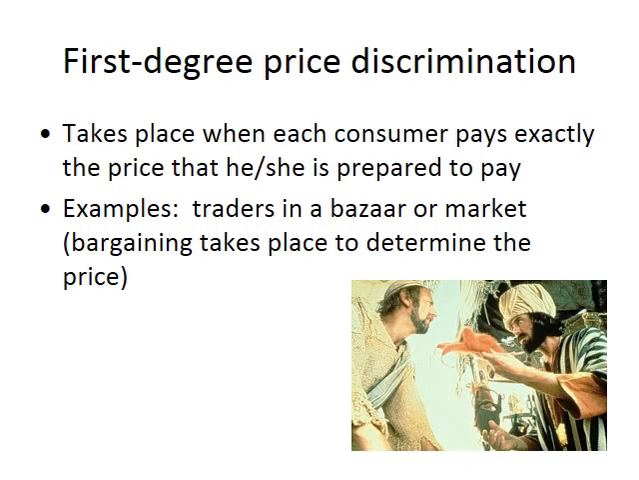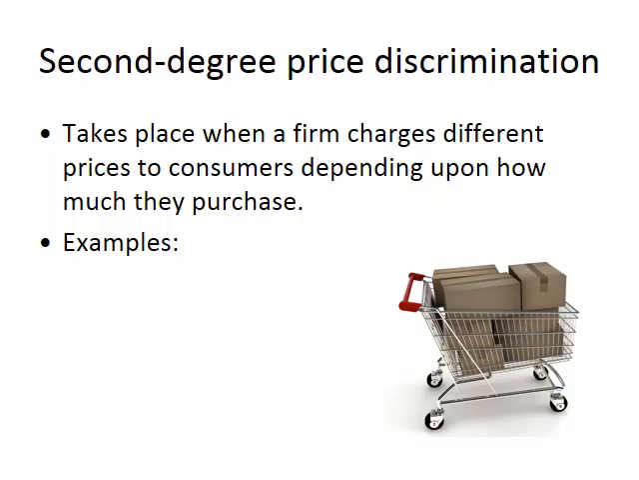First degree price discrimination. This takes place when each consumer pays exactly the price that he or she is prepared to pay. So if you think of trading in a bazaar, particularly if you've been to India or other countries, what happens in the bazaar or marketplace is very active bargaining to determine the price, and so people are haggling back and forth.